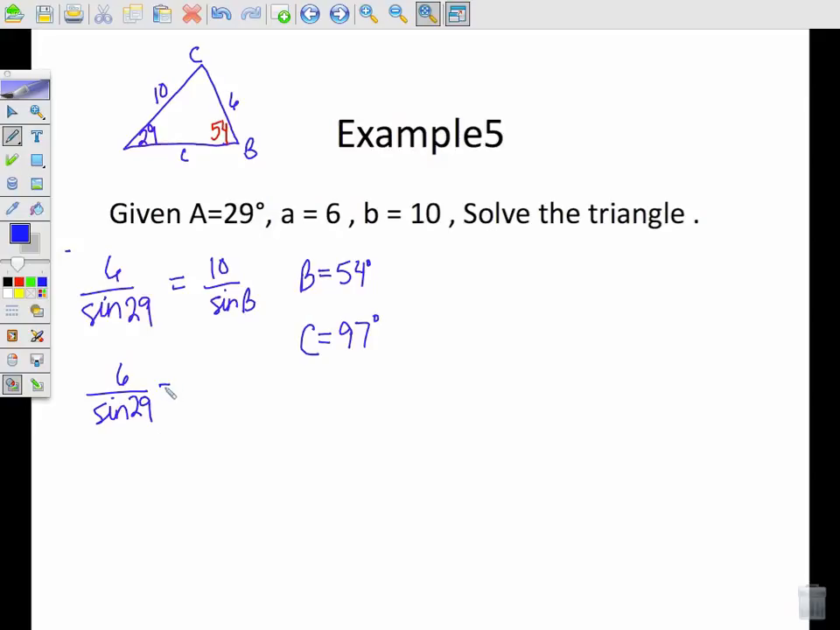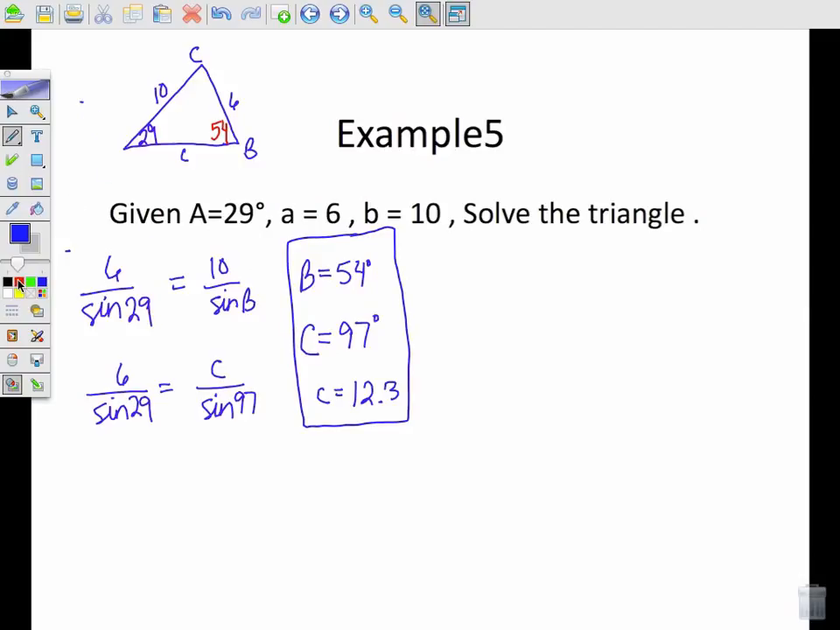Now let's find side C. So it's still 6 over the sine of 29 equals C over the sine of 97. So little c ends up being like 12.3. All right, there's our first triangle.